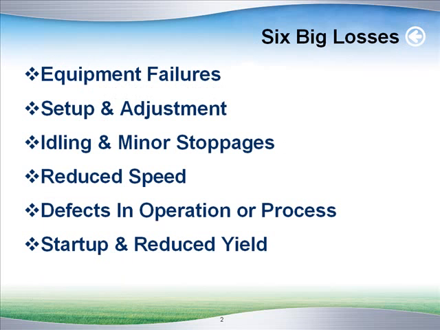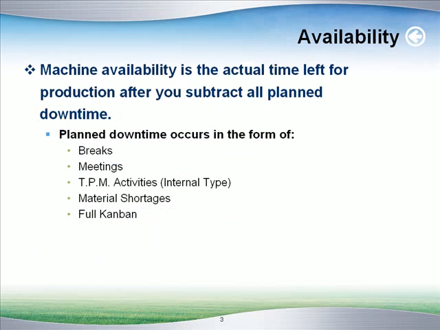Okay, before we talk about OEE too much, we should understand that really what it's measuring is the losses that are affecting your equipment. So here are the 6 major losses that are common in equipment. Equipment failures, setup and adjustment time, idling and minor stoppages, reduced speed, defects in operation or process, startup, and reduced yield. Now, if you understand that these losses occur and we start measuring them, it's much easier to know where to put your attention when you're working on TPM efforts.